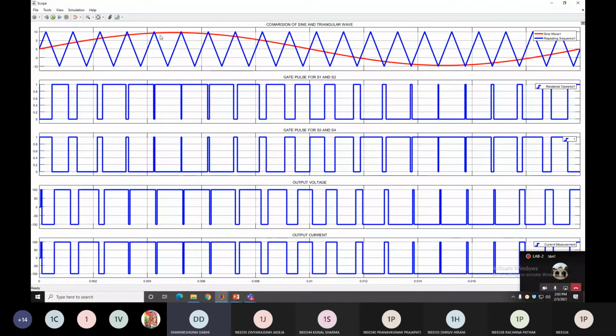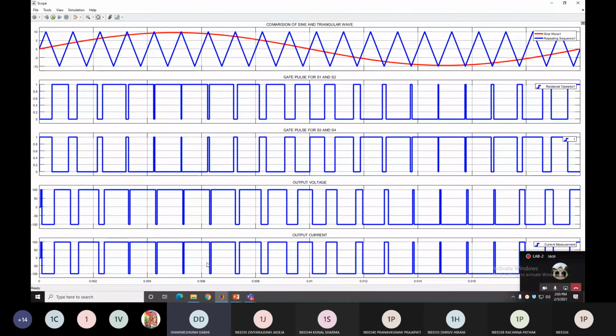So you can see that you get the gate pulse when your sine wave, the red waveform that is the sine wave reference signal, between these 2 points is greater than the triangular wave, so you get the gate pulse of S1 and S2 here. Clear? And exactly complementary, it means that the output of the NOT logical operator is the gate pulse of S3 and S4. And this fourth one is the output voltage, VAB, across the load. Initially, you get the negative output voltage because S3 and S4 are on. Here S1 and S2 are on, so you get the positive. So you get a square wave type of output voltage, and output current is also in the same phase because we take the resistive load.